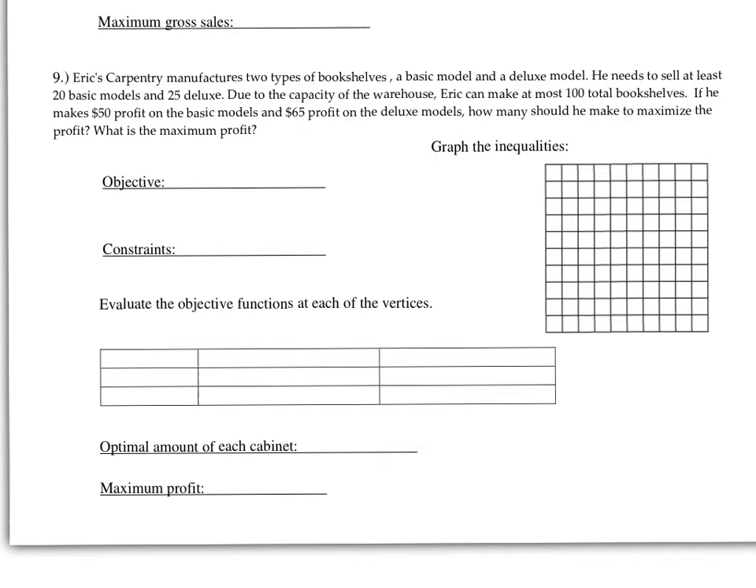Okay, so let's start by identifying again first. The first thing you want to do is identify X and Y. So let's call the basic X and let's call the deluxe Y. Clearly, you're not going to make negative bookshelves. So one of your constraints has to be X greater than or equal to 0, Y greater than or equal to 0. Wherever you see profit, that's your objective function. So $50 profit on basic, so Z equals 50X, plus 65Y on the deluxe model.